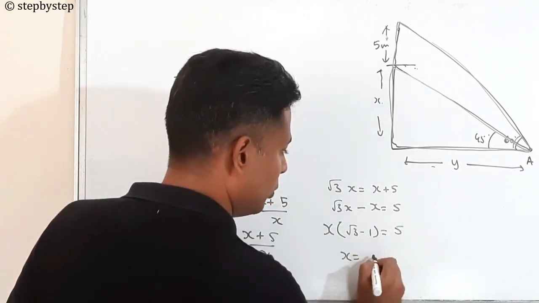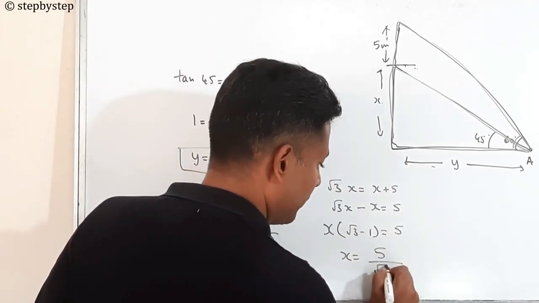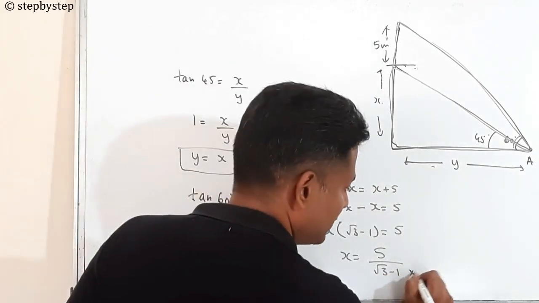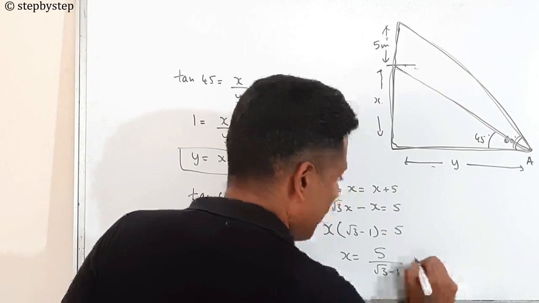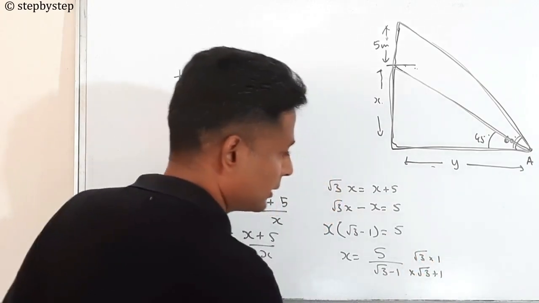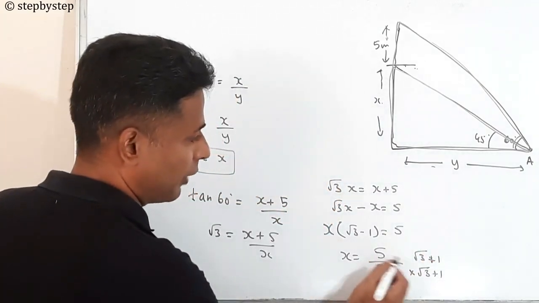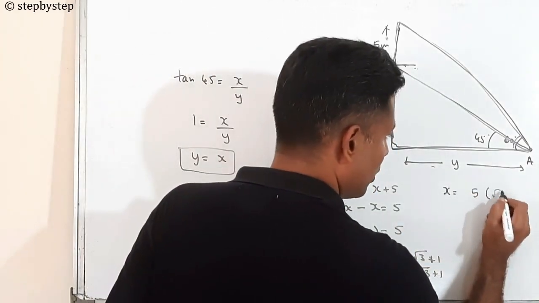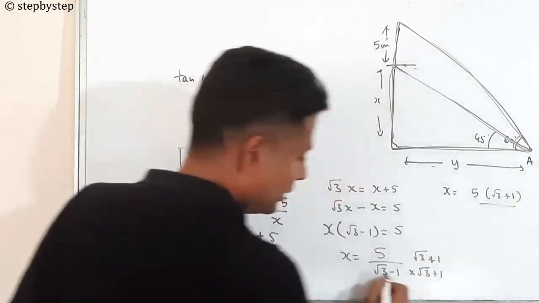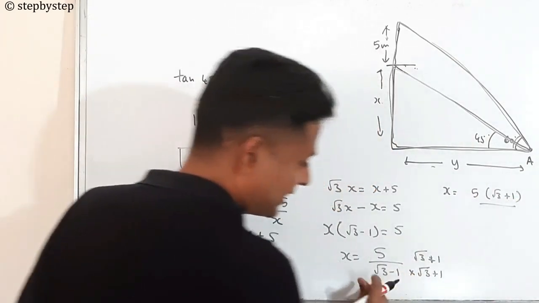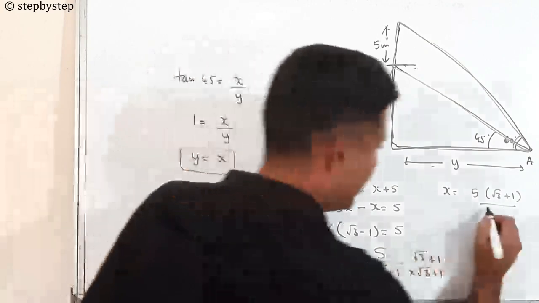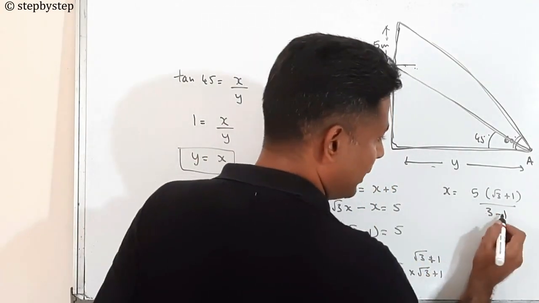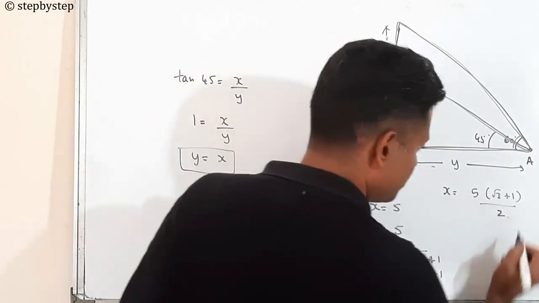So x equal to 5 by root 3 minus 1. But denominator is irrational, so we have to rationalize. So into root 3 plus 1, up also into root 3 plus 1. So 5 into root 3 plus 1. So we get x equal to 5 into root 3 plus 1 by, this is a minus b into a plus b. So a square, that is root 3 square is 3 minus b square, 1 square is 1. So we get 3 minus 1, 2.